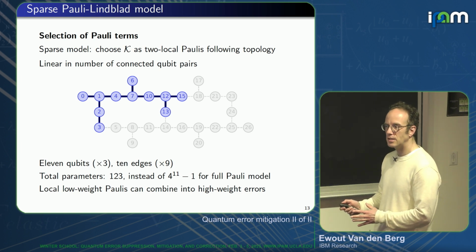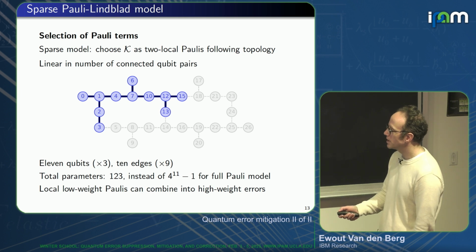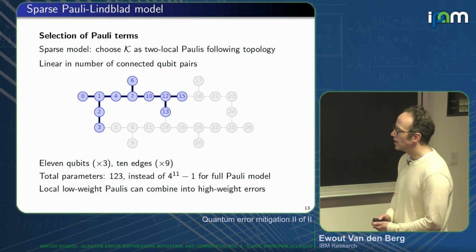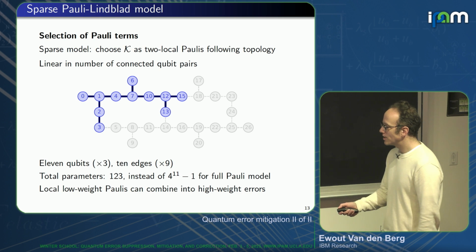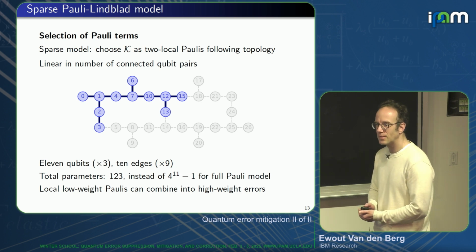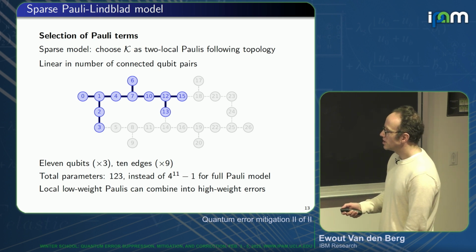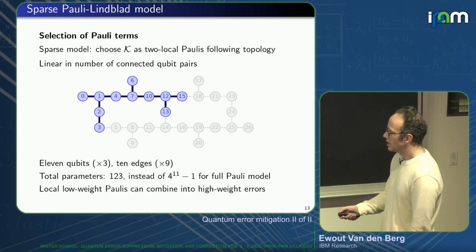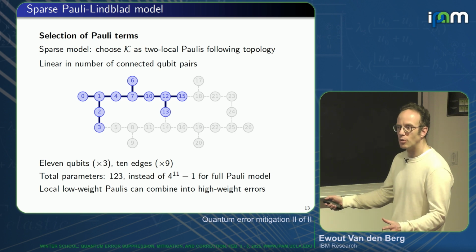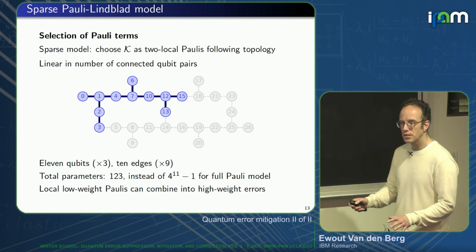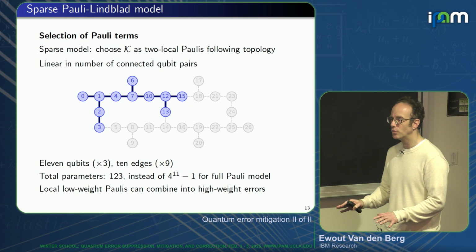If you compare this with the explicit Pauli channel, which has 4 to the 11 minus 1, that's of course much larger, right? So this is a much sparser representation, but as I mentioned, these local low-weight Paulis can still combine into high-weight Pauli errors, but the probability is just very small.